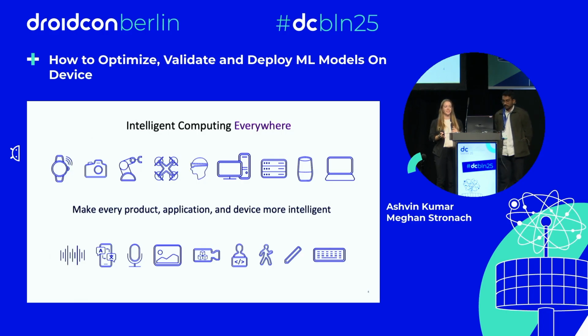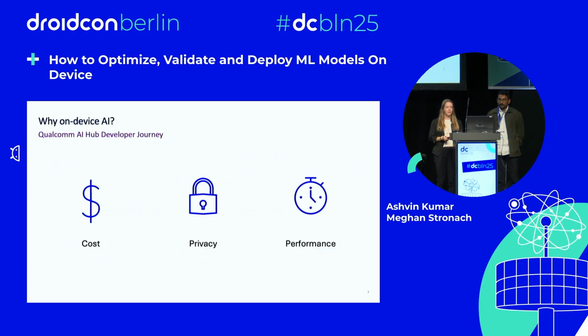With that, our goal is to make every product, application, and device more intelligent. So before we get into how we're going to do this, we'll talk a bit more about why we think it's important to bring this ML on device. There are three main reasons: cost, privacy, and performance. It's pretty self-explanatory, but if you're running the model using the power of a smartphone or a laptop, a drone, or the chipset in an auto device, then you don't have to be running everything in the cloud. As a result, there are no cloud costs, so you're saving money there.